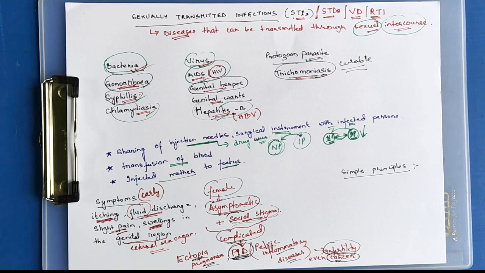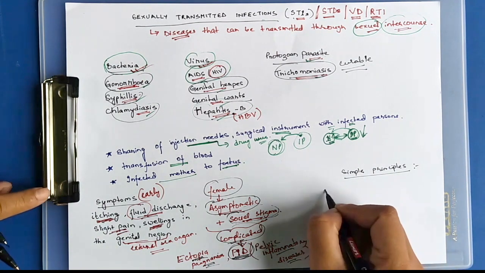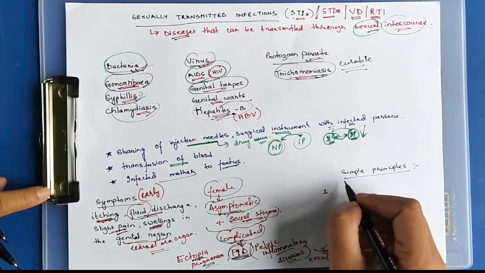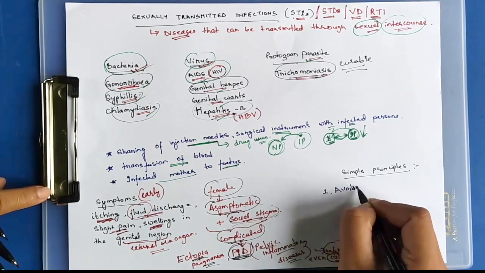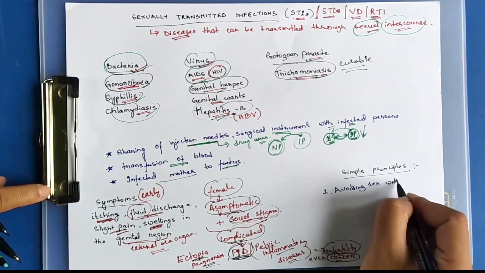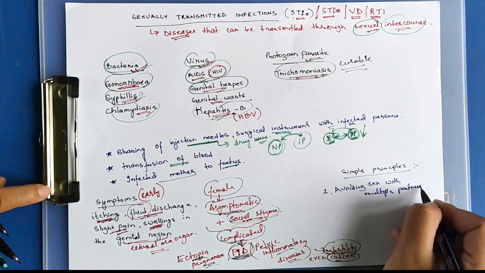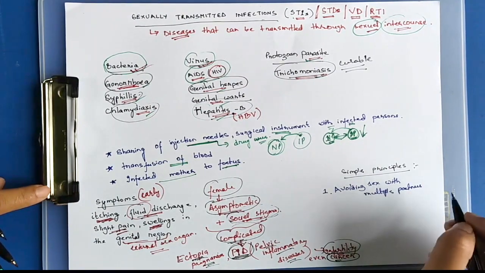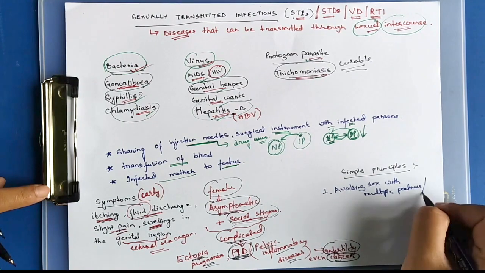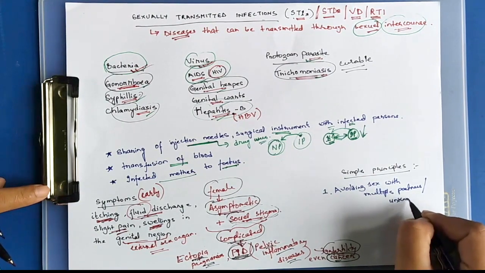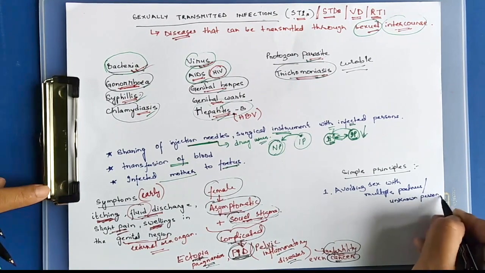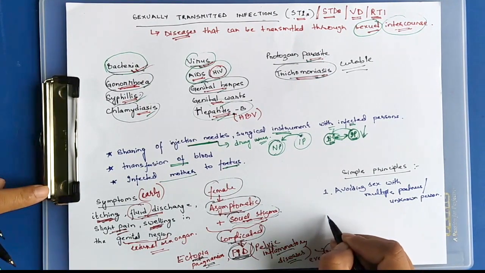Disease prevention. First, you should avoid having sex with multiple partners. Sex with many partners should be avoided. Sex with unknown persons or strangers should also be avoided.